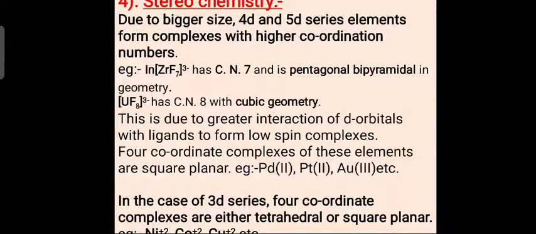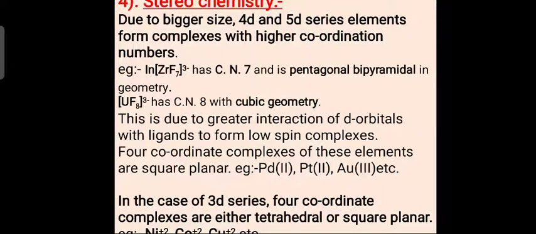Geometry is cubic. This is due to greater interaction of d orbitals with the ligands to form low spin complexes. So these show what? Low spin complexes. Low spin complexes are also called strong field ligand complexes.